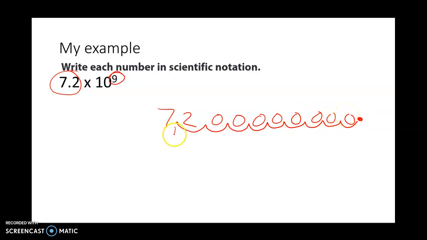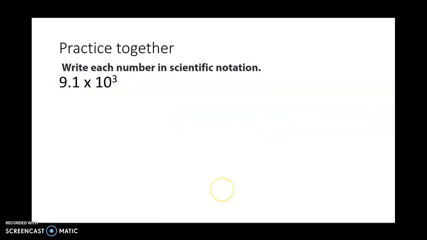Now, this decimal is now gone. Students keep typing this decimal into calculators. That decimal is gone. Erase it, because now you moved it to the end. So now this number is 7,200,000,000. Really big number. And that's it.